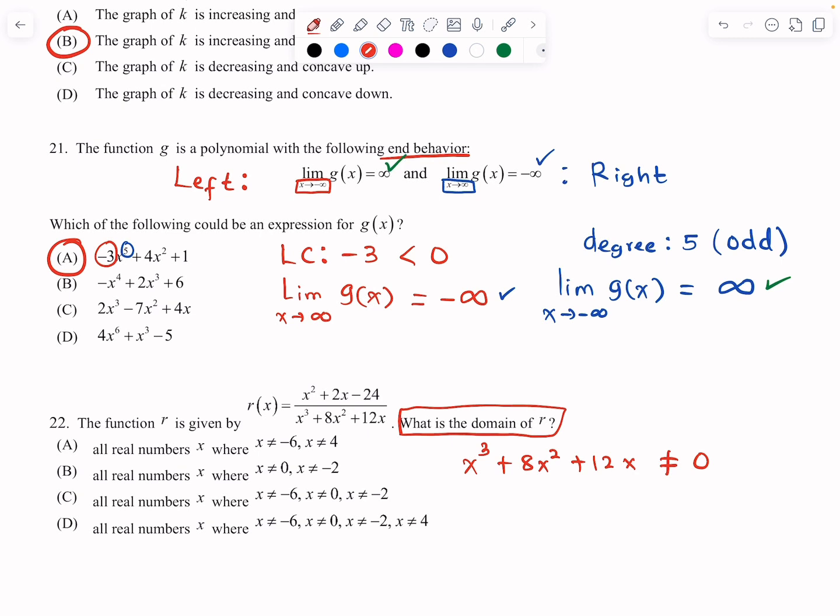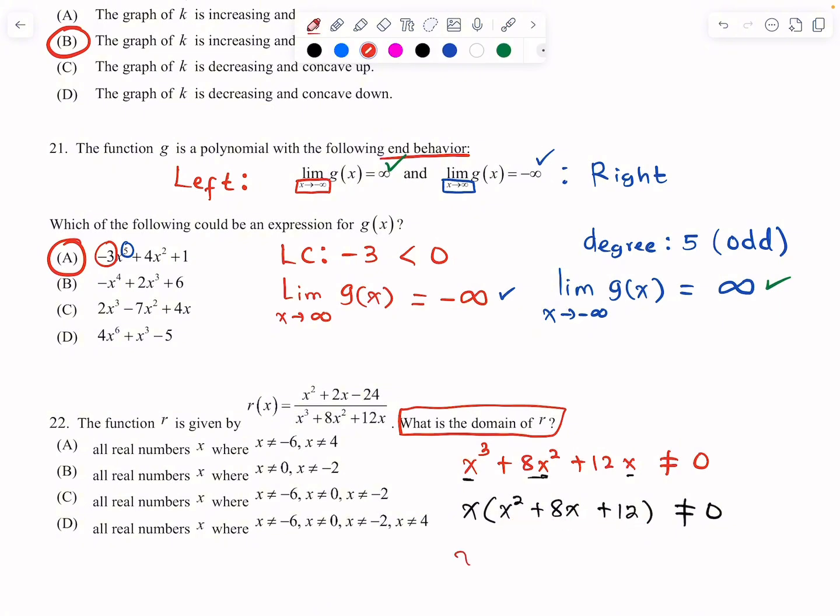And then what do you notice about that denominator? I can factor out x. X is common right here, is common right here, is common right there. So my GCF is x. And then what do I have left right here? X squared plus 8x plus 12 is not equal to 0. And then if you simplify this carefully and factor this, that's a quadratic function right here. So if I factor that, what am I going to get?